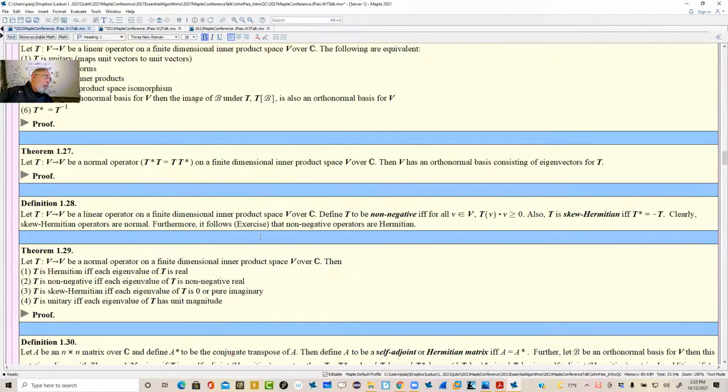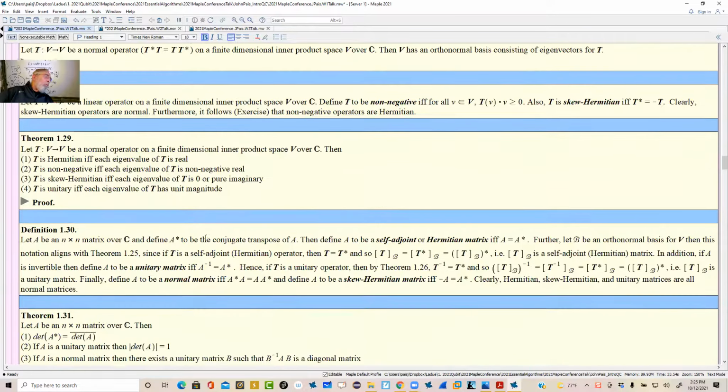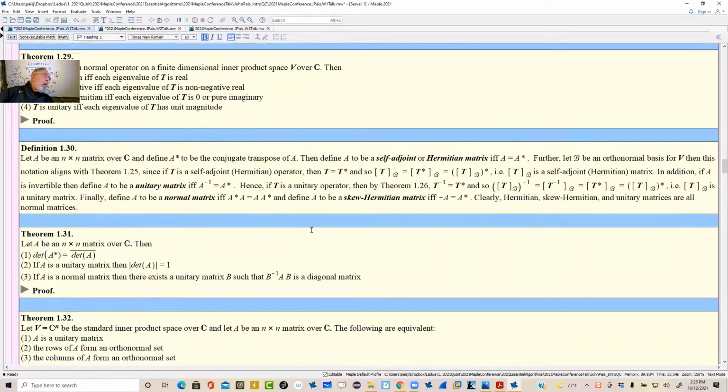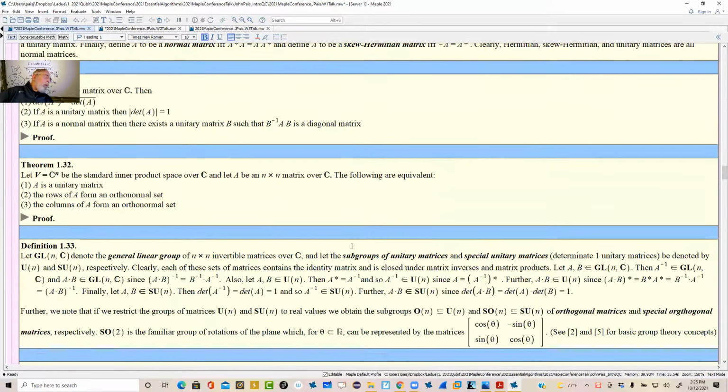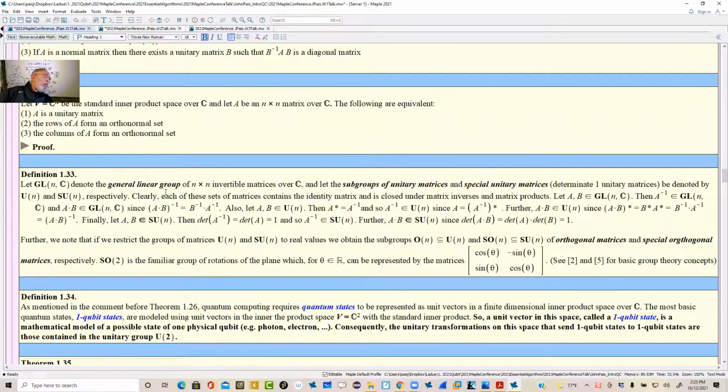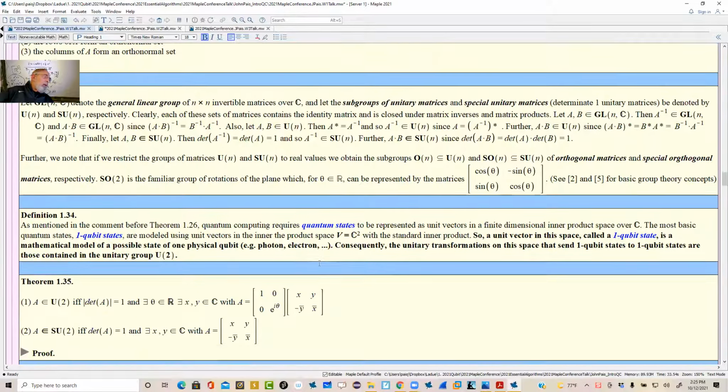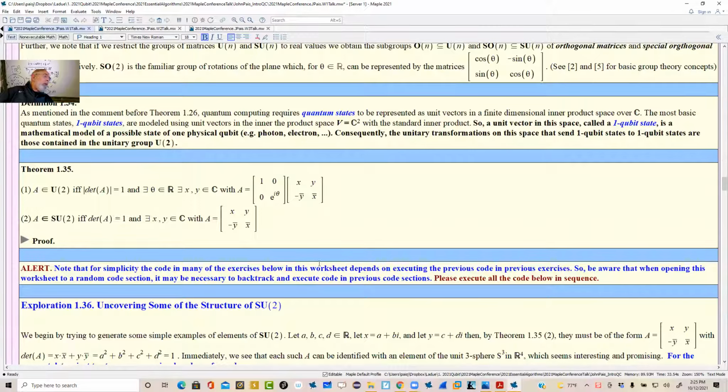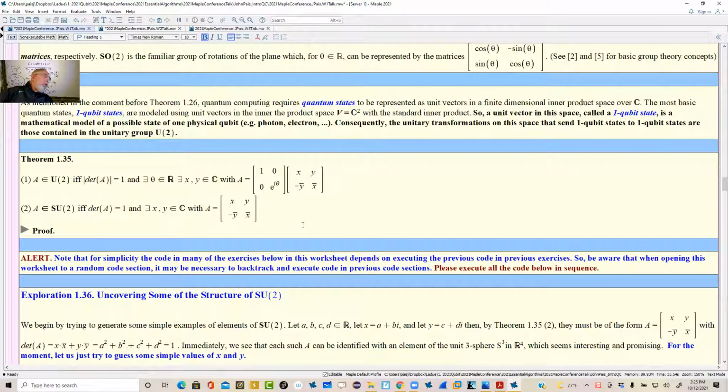So let's keep going. There are lots more wonderful details about unitary operators and normal operators, all the basic stuff. Also, I introduced the general linear group here and some of its subgroups: the orthogonal group, the unitary group, the special orthogonal group, and the special unitary group. Then the main theorem, and the touchstone for all the computational explorations, is this theorem right here. Basically, it's a characterization of the matrices in U2, and there they are, and also the matrices in SU2.